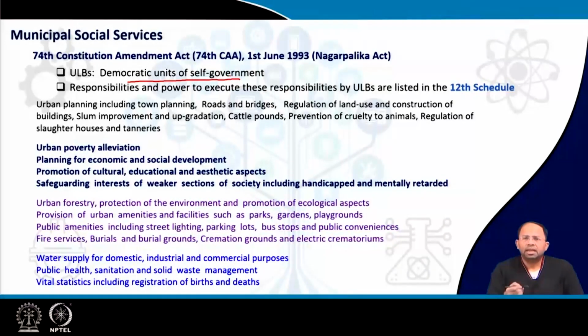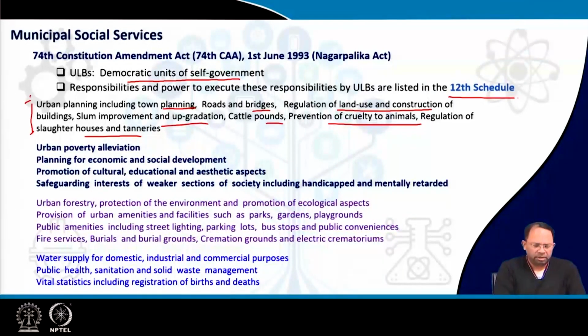And all these responsibilities that come along with this power are listed in the 12th Schedule, and we have discussed this in detail earlier. For example, there are 18 responsibilities in particular. We have talked about urban planning, including town planning, roads and bridges construction, regulation of land use, slum improvement, prevention of cruelty to animals like cattle pounds, and regulation of slaughterhouses. So these are a group of responsibilities. Similarly, there are responsibilities in regard to public health, sanitation, solid waste management and so on, such as water supply for domestic, industrial and commercial purposes, public health, sanitation, solid waste management, and vital statistics including registration of births and deaths.